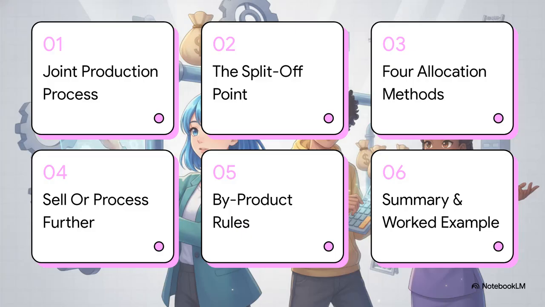Here's our roadmap for today. We'll start with the joint production process, define the split-off point, break down 4 cost allocation methods, tackle the sell or process further decision, clarify byproducts rules, and bring it all home with a comprehensive worked example to get you fully exam ready. Let's jump in.